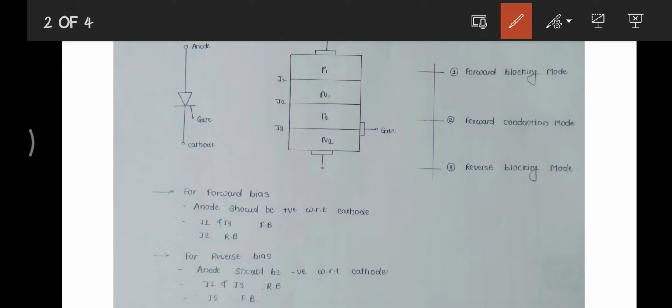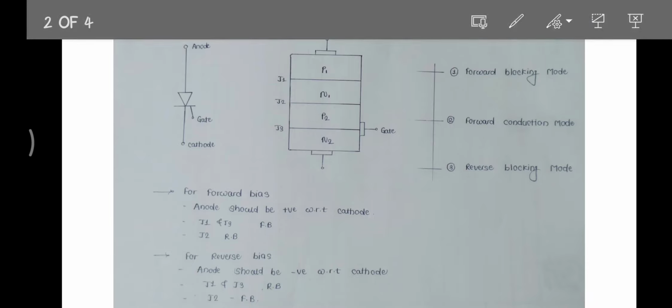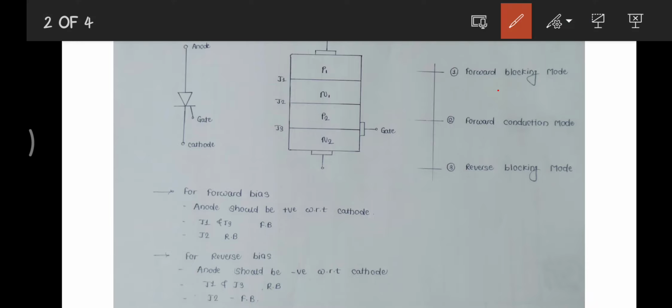This device is made from four layers having three terminals. As you can see here, there are four layers: P type material, N type material, as well as P type material and N type material, and it has three terminals. Here is the anode, here is the cathode, and here is the gate terminal.